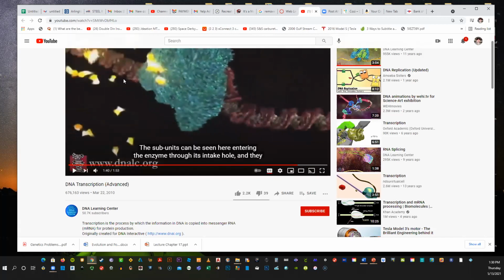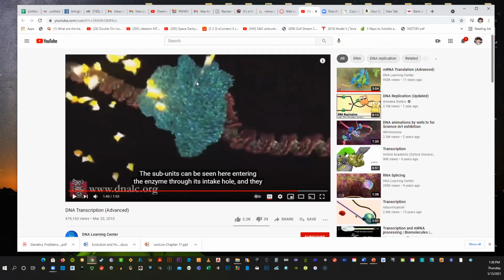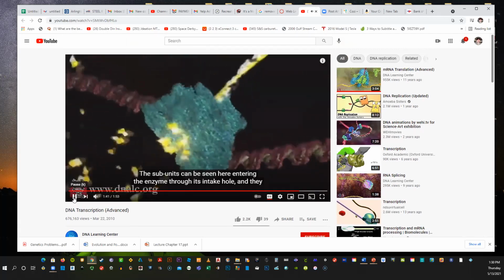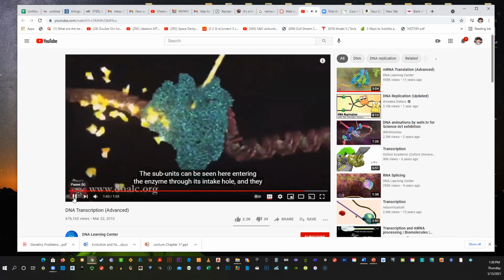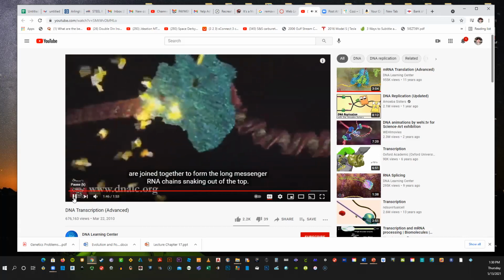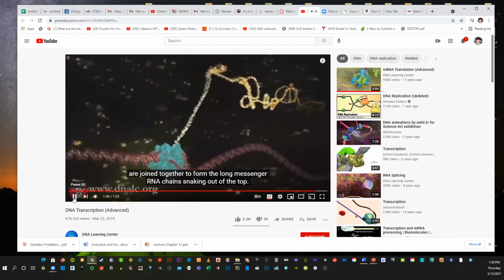Each of these yellow things is representative of an RNA nucleotide, like an A, a G, a C, or a U. And remember, it's only reading one strand. So it's only reading the 3 to 5 DNA, and it's building this in a 5 to 3 direction. The thing snaking out of the top is the pre-messenger RNA. The subunits can be seen here entering the enzyme through its intake hole, and they are joined together to form the long messenger RNA chain snaking out of the top.